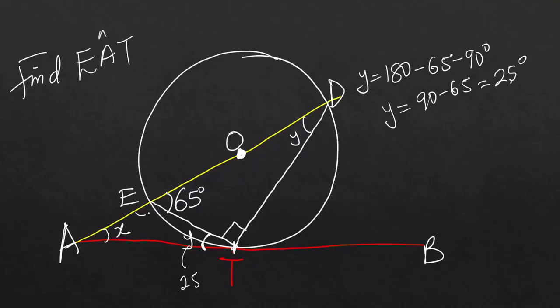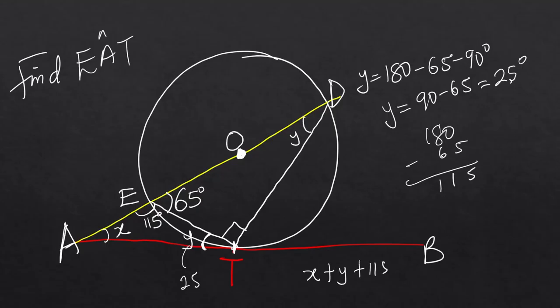Now, the sum of angles on a straight line can give me this. 180 minus 65 is 115. So the angle here is 115. So the sum of angles in a triangle is going to be X plus Y plus 115 is equal to 180. Therefore, X plus 25 plus 115 is equal to 180. Therefore, X is going to be 40 degrees.